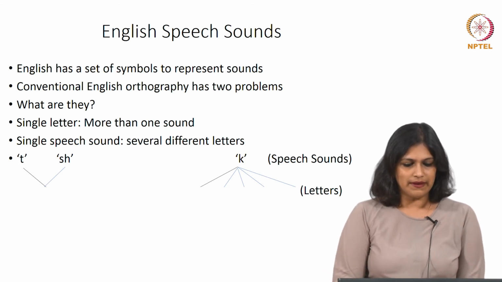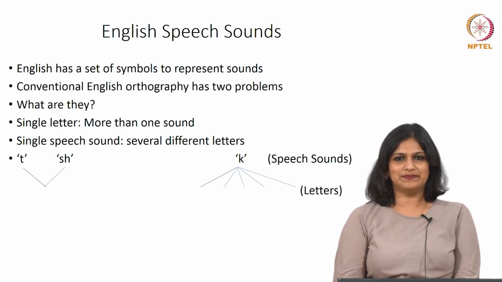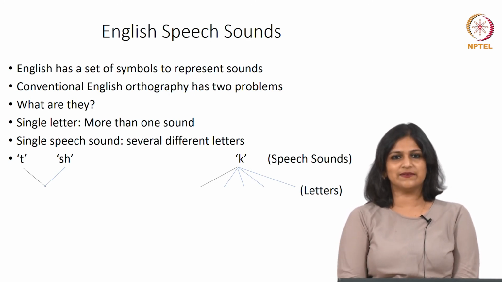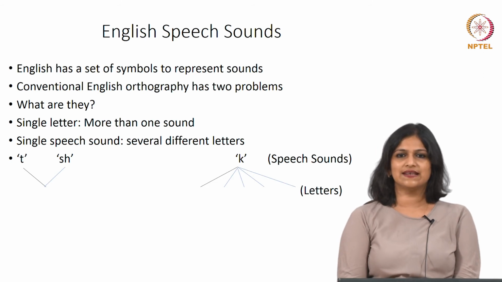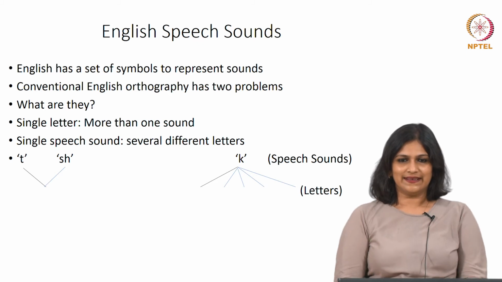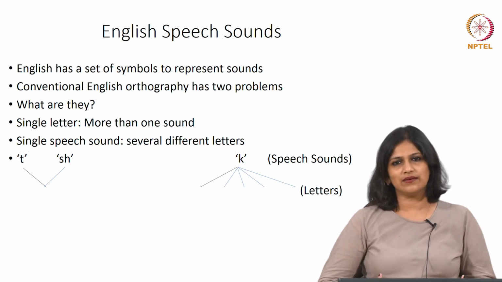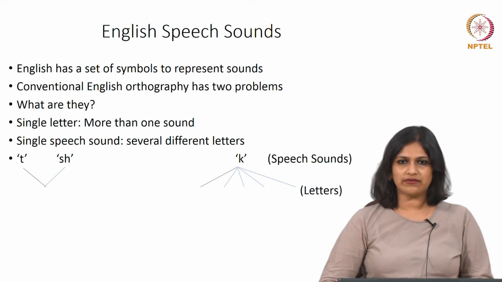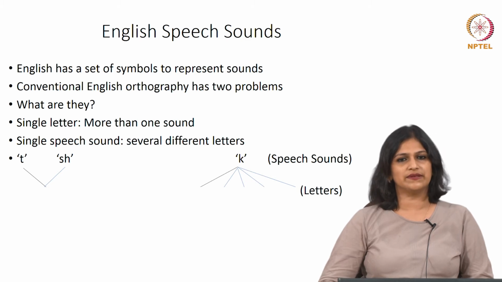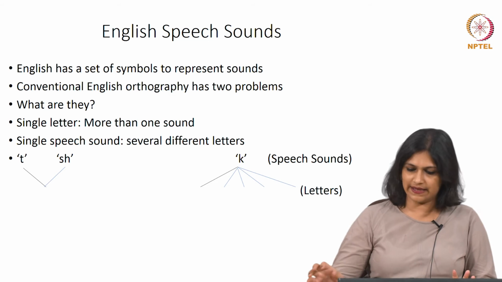Okay? But what is interesting about English is that the English orthography, that is the conventional English orthography, has two major problems. And what are they? It seems there is no straightforward connection between the orthographic representation and the phonetic representation of the words. The words will have two different kinds of representation.